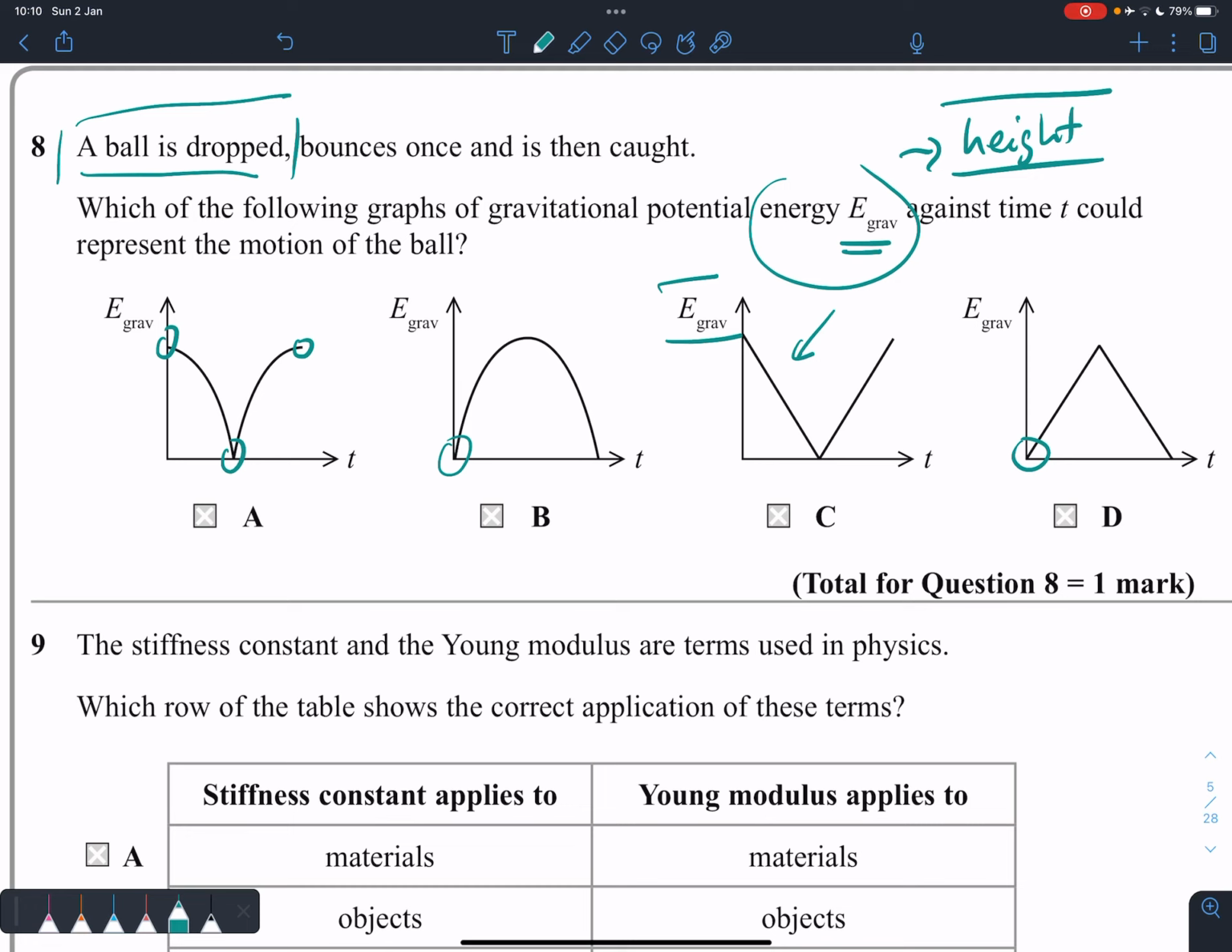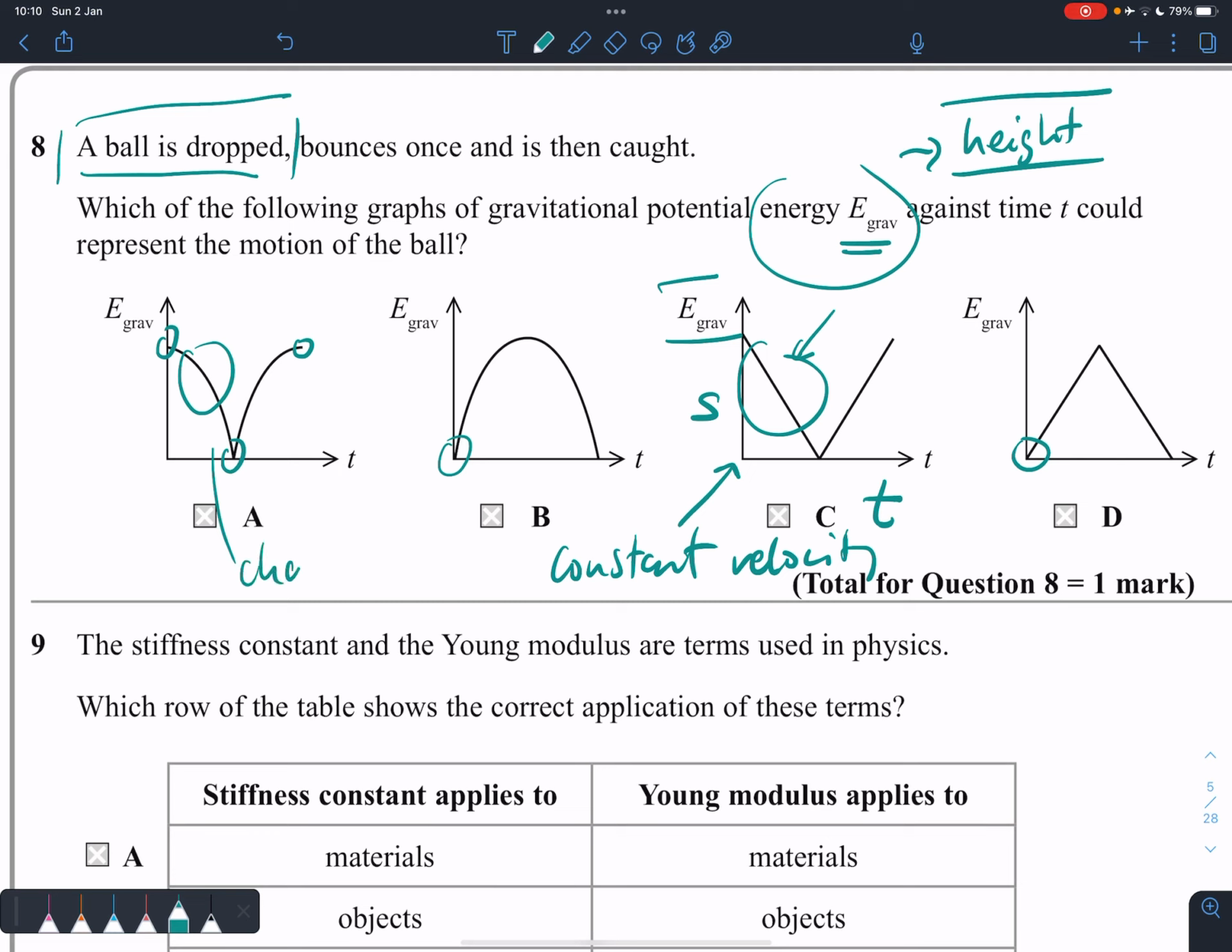Well, you can think about this and say, okay, height is a distance. So if this was a distance time graph, the gradient of a distance time graph would be what? It would be the velocity. So a straight line will be a constant velocity, and a curvy line will be a changing velocity. So you've got to work out, when a ball is dropped, is it likely to be having a changing velocity or a constant velocity? Okay.